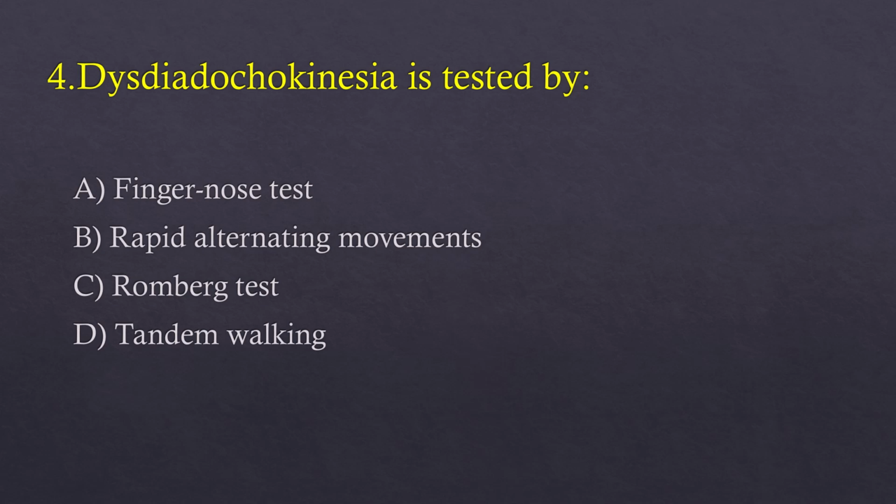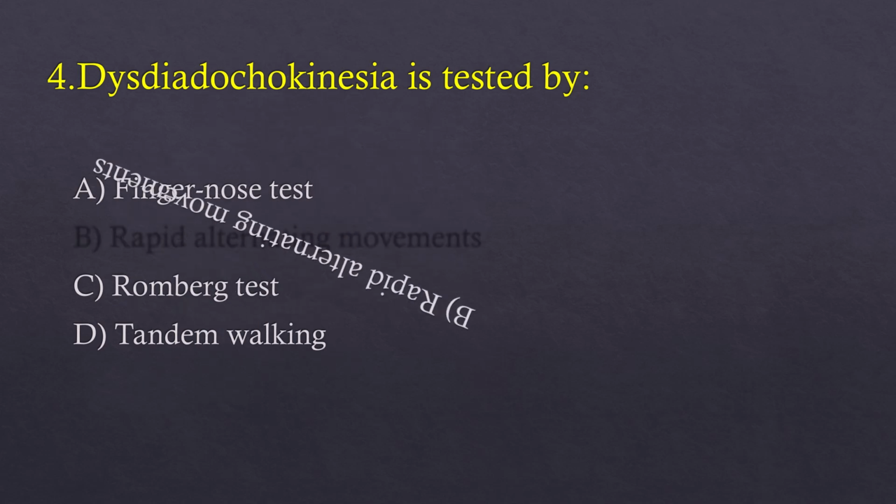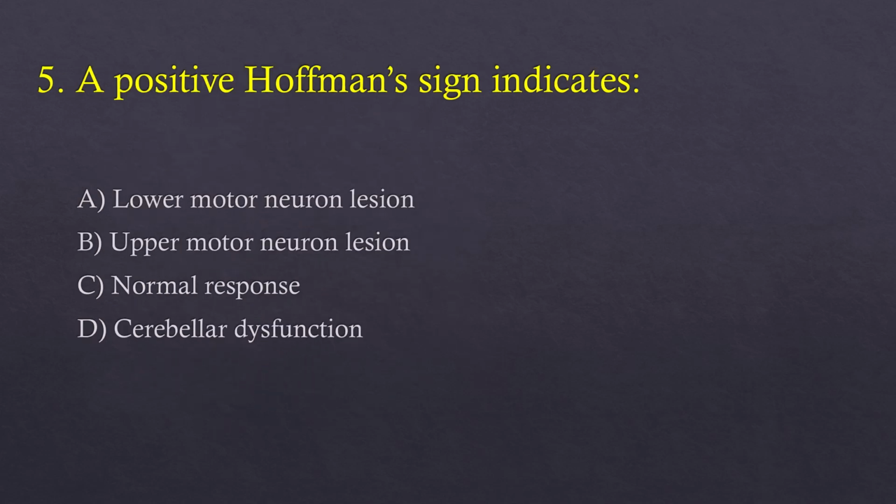Number 4. Dysdiadochokinesia is tested by A. Finger nose test, B. Rapid alternating movements, C. Romberg test, D. Tandem walking. So the answer is B. Rapid alternating movement.